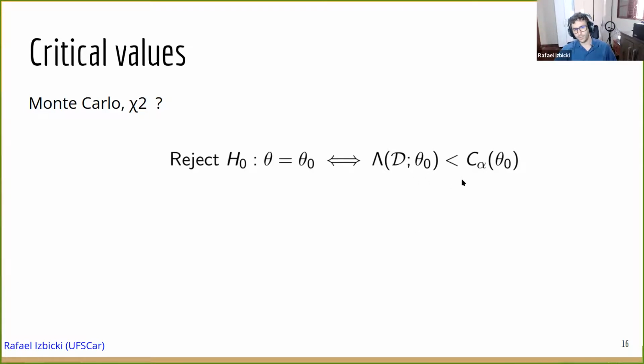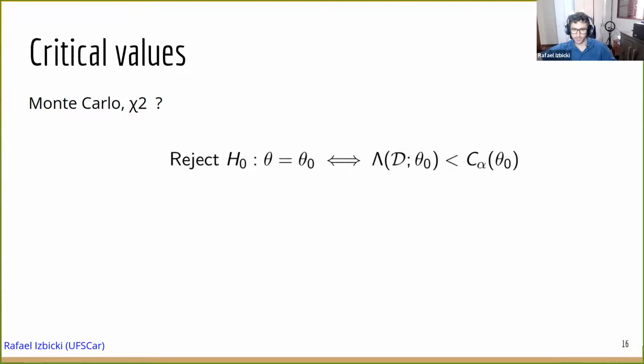So what we need is to find these cutoffs, which depend on theta 0 and of course alpha, in which you're going to reject the null if and only if the test statistic is smaller than this cutoff. Okay, so there are some natural ways of doing that, which is what people have been doing in the LFI literature. The first one is using Monte Carlo simulations, right? That's very natural to do.